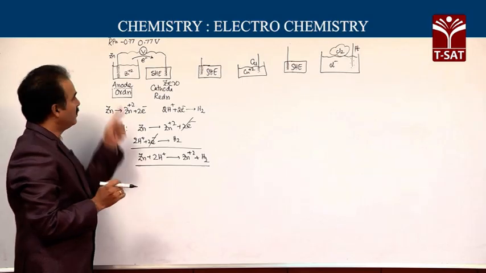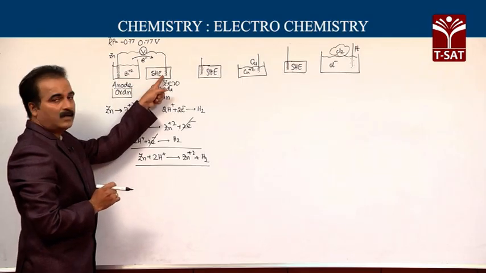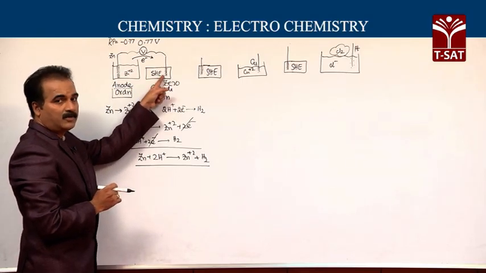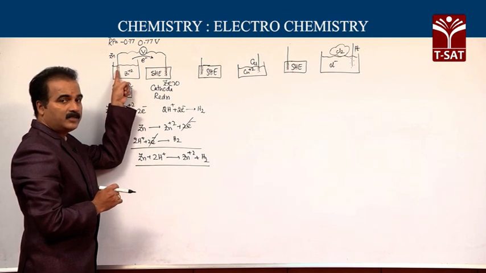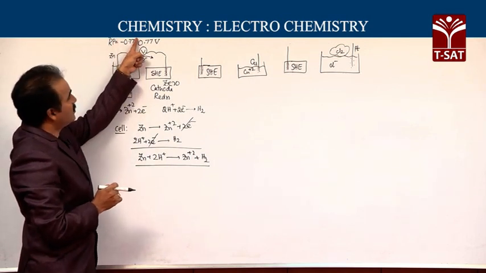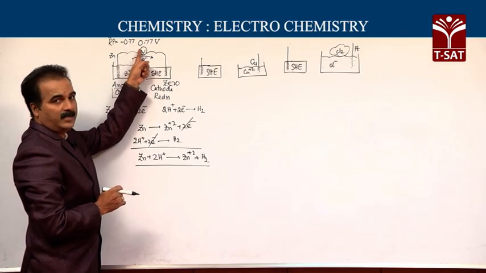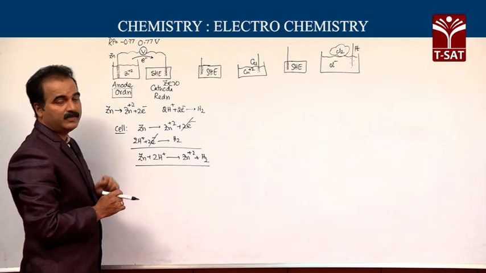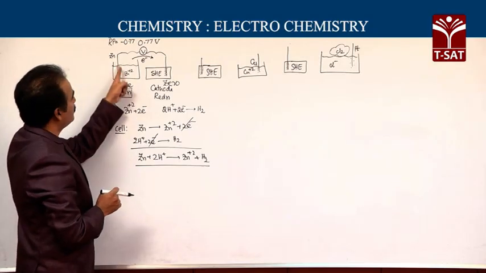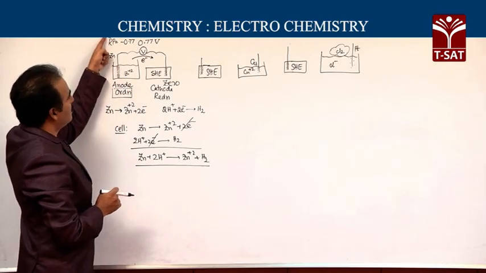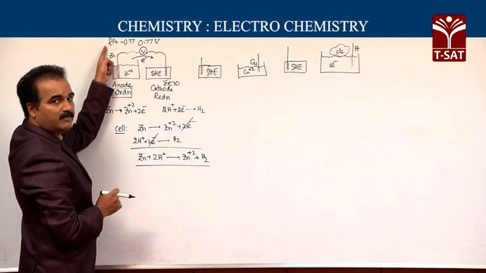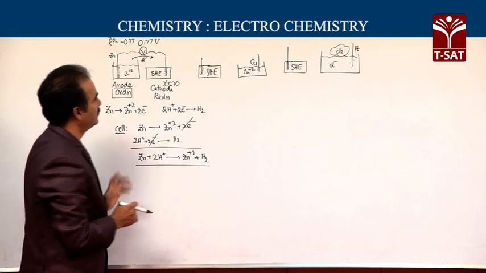What does it mean? If any electrode, when connected to the standard hydrogen electrode, undergoes oxidation, its oxidation potential will be positive and its corresponding reduction potential will be negative. Sign only will differ, magnitude will remain the same. So, here zinc is undergoing oxidation, so its oxidation potential is positive, therefore, its reduction potential is negative.